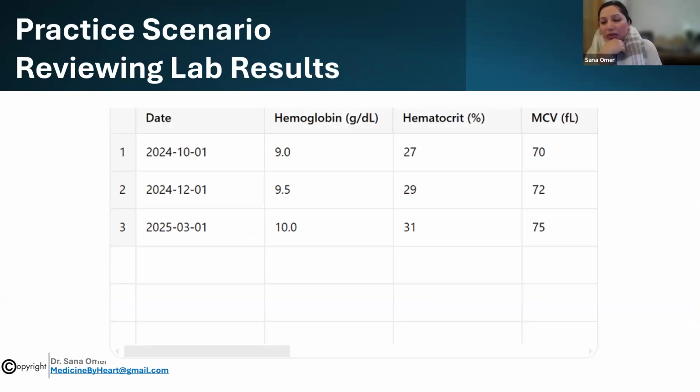Would anyone of you like to volunteer and tell me what these lab results show? I can give you 15 seconds to decide. If someone wants to raise their hand or just open up your mic and tell me. Okay, no one? No one is brave enough? Yes, okay.